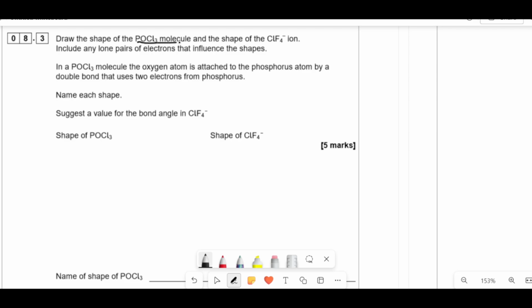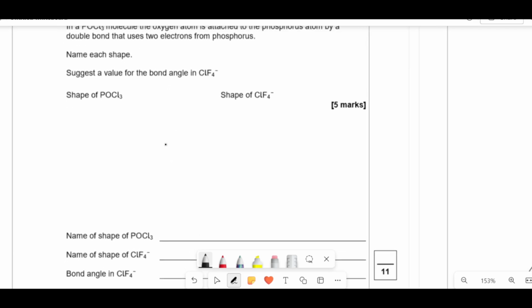Now it says draw the shape of the POCl3 molecule and the shape of the ClF4 minus molecule. Include any lone pairs that might influence the shapes. And then in this, the oxygen atom is attached by a double bond that uses 2 electrons from the phosphorus. Name each shape. So in this case, just draw like the start.